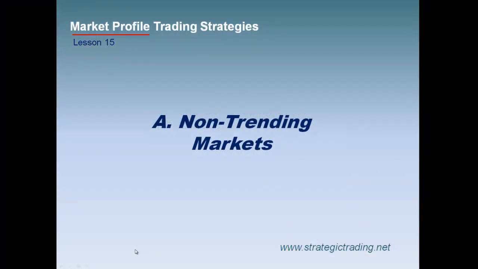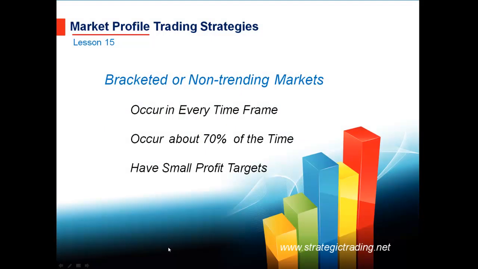Alright, let's begin by talking about non-trending markets. First of all, bracketed or non-trending markets occur in every time frame in the market. In other words, you are going to find them taking place on a daily chart, on a weekly chart, on a half-hour chart, on a 5-minute chart, and on a 1-minute chart. In every time frame there will be periods where the market will get into these phases where it is not trending. In other words, there is no directional movement one way or the other, and prices seem to trade in a narrow range or within a bracket.